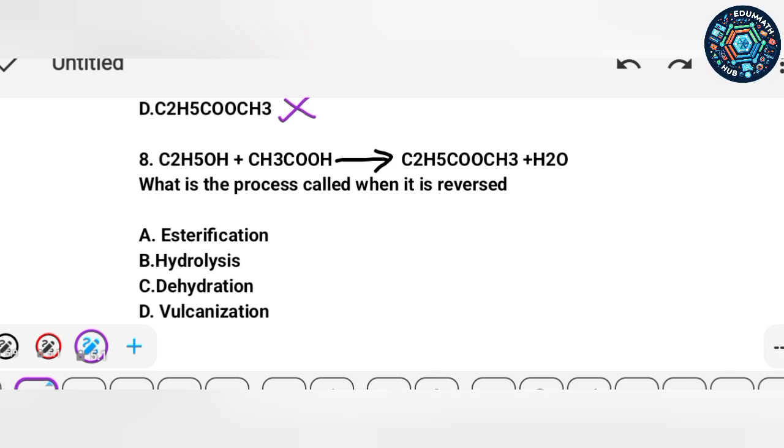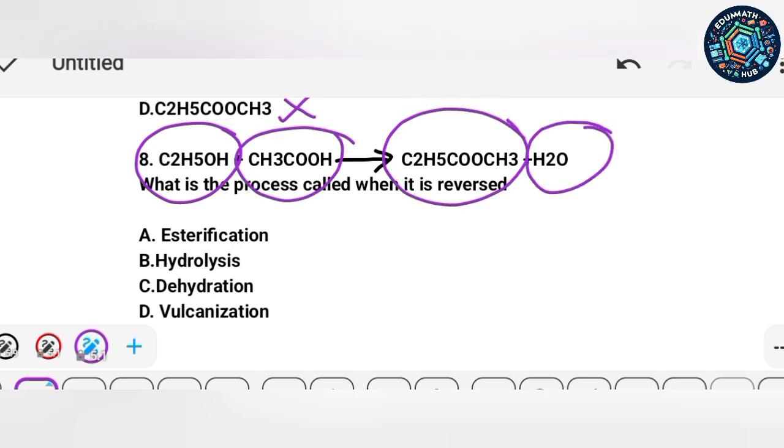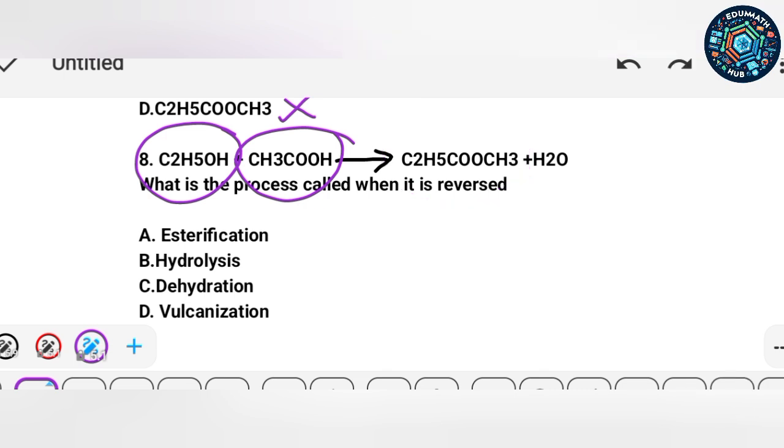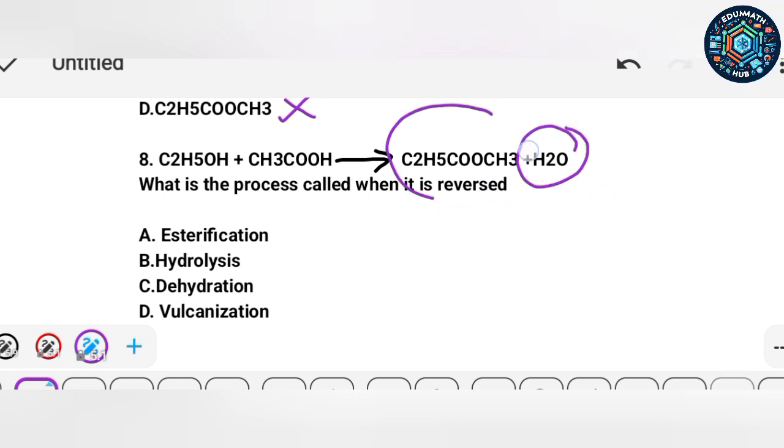Esterification. When you combine alkanol plus carboxylic acid, it will give you ester plus water. But the reverse process, when you reverse it like this, you're adding water now to the ester. Since you're adding water to it, that will be hydrolysis. And this reaction takes place in the presence of an acid. So this backward reaction will be called acid hydrolysis of ester.